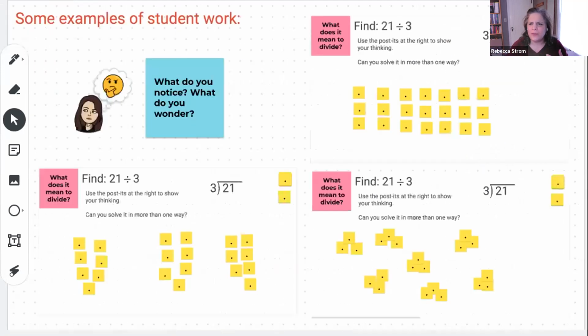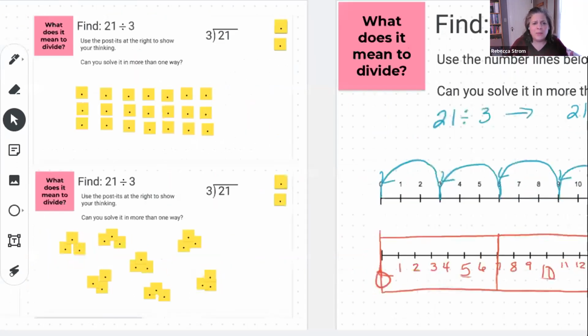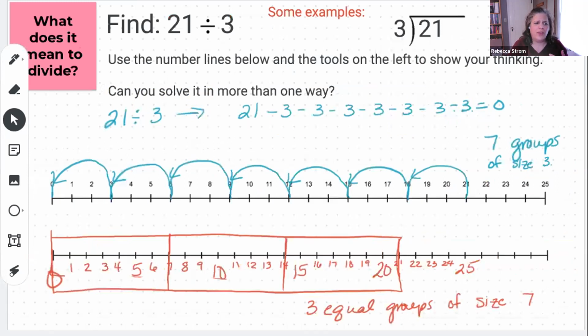So these are some examples of student work again. We've got these 21. We can put them into 3 equal groups. We can put them in groups of size 3. The array where we're looking at each column is a group of size 3, so it's a different way of looking at the same thing. Once again, they can draw, they can manipulate, they can move. We've got the idea of a number line where we've got 21 things and we can work backwards by subtracting 3 over and over again.